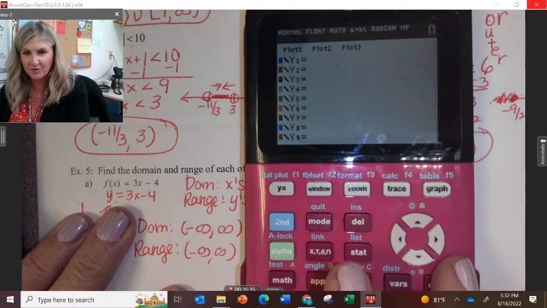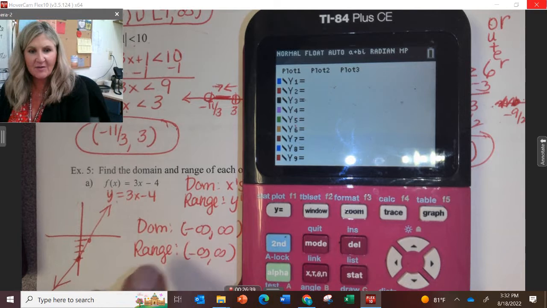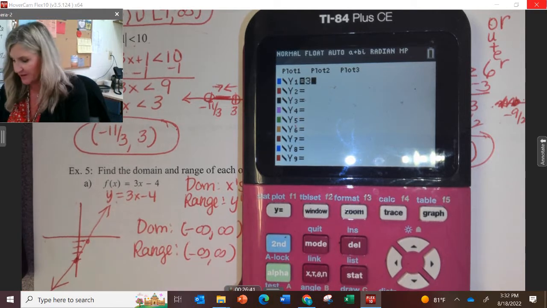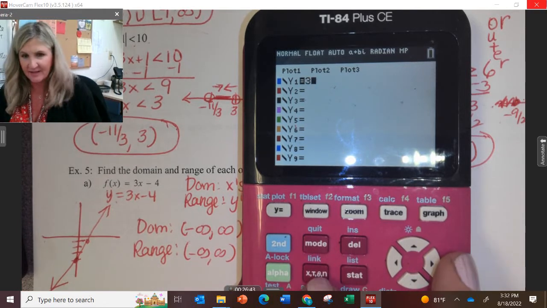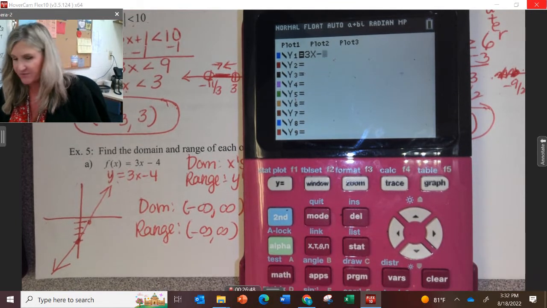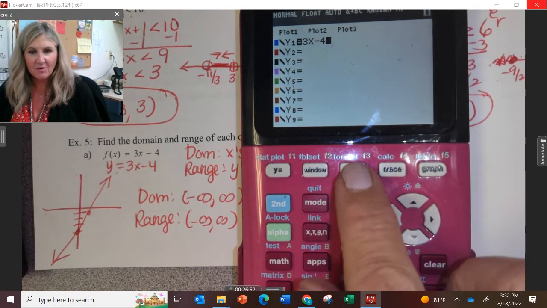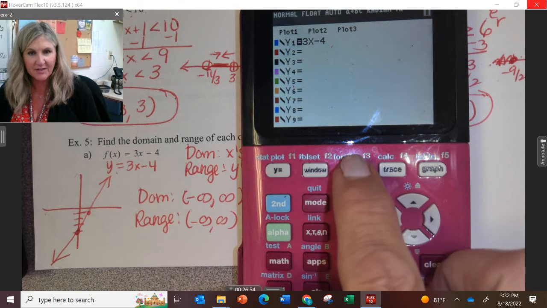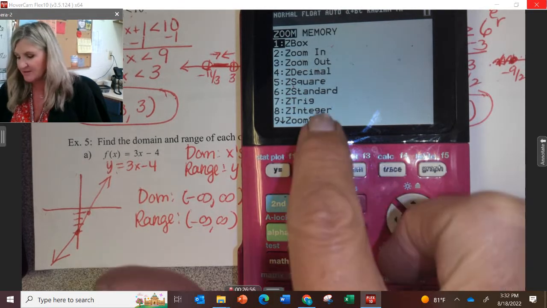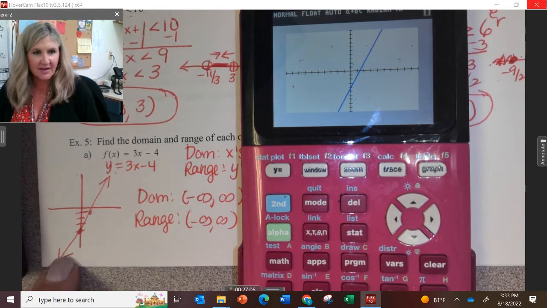I know some of you haven't used your calculator much. So if I want to graph this, I just go to 3, and I have to find the x. The x is right here. So 3x minus 4. And now to get a standard screen, we do a zoom standard screen, 6. That's how I'm graphing it, zoom 6. Doesn't that look just like the line we just graphed?